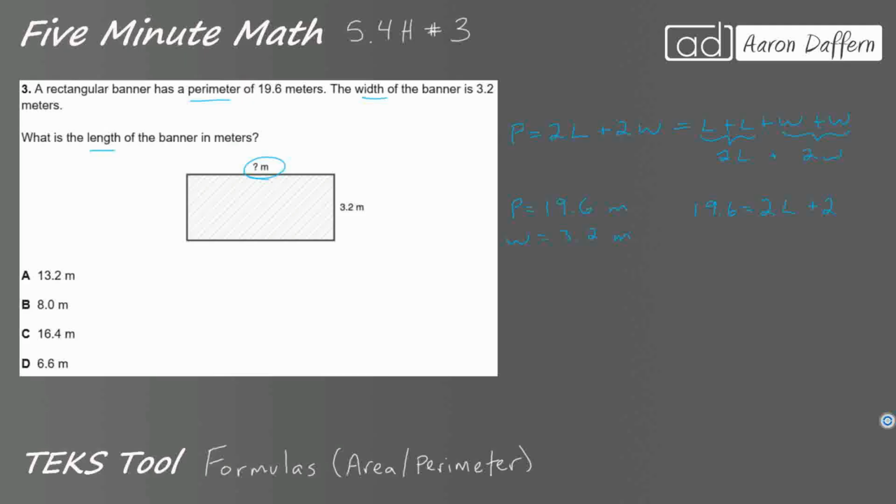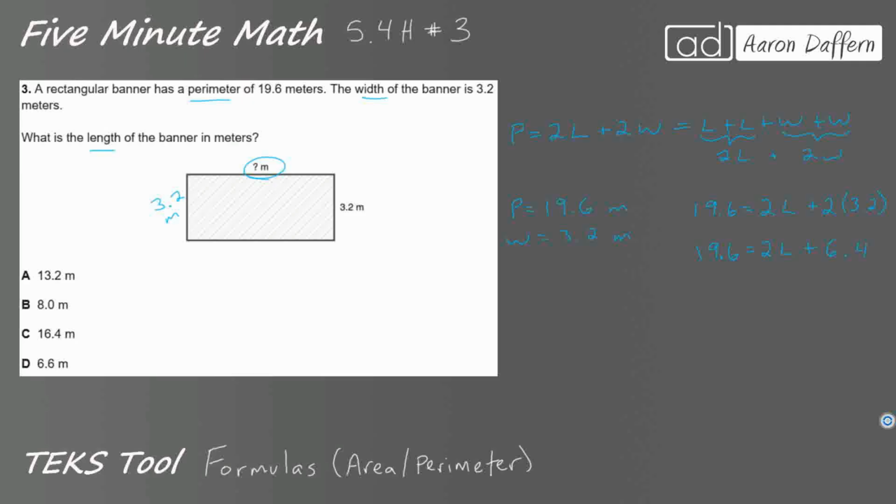Now, I know that my width is 3.2, so I'm going to multiply that 2 by the 3.2, because there's two 3.2s, right? There's one over here as well. So I can at least simplify this. 19.6 equals double the length plus 2 times 3.2 is going to be 6.4. And this is where some of us get stuck. We're not sure what to do next.